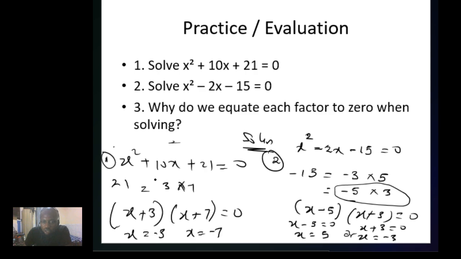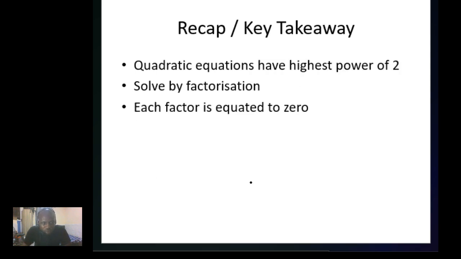It's the product theorem. Since both of them multiply together to give 0, one of them must be equal to 0. Now, is it this one or this one? That's why we equate this one to 0 and this one to 0. So I hope it's very clear to you right now.